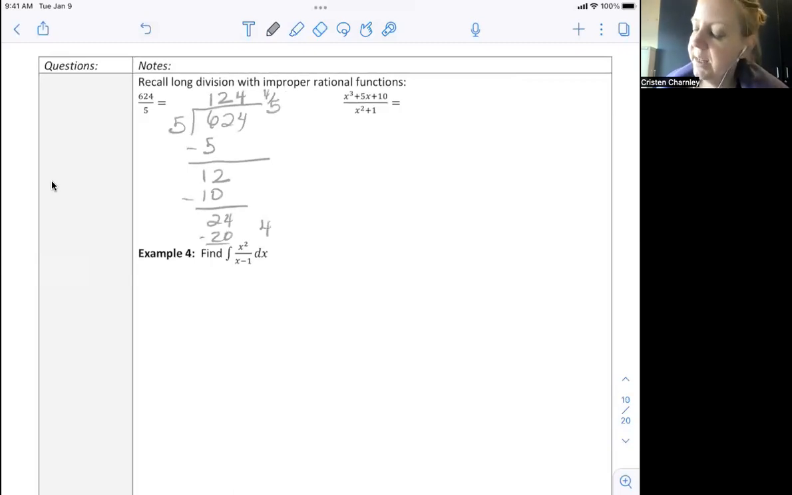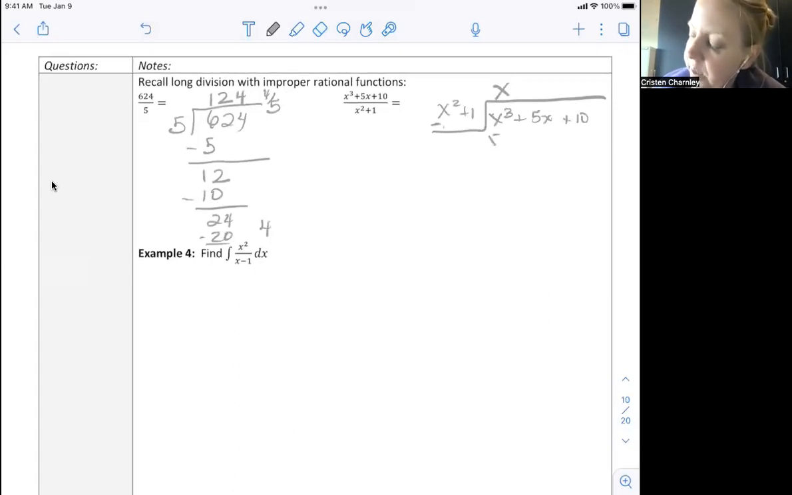And then we took that same idea and we applied it to rational expressions. So this one is x squared plus 1 over, or under, I guess I should say, x cubed plus 5x plus 10. With this problem, we start with the highest powers. X squared goes into x cubed once. And then to get all the way to x cubed, you have to multiply by x.